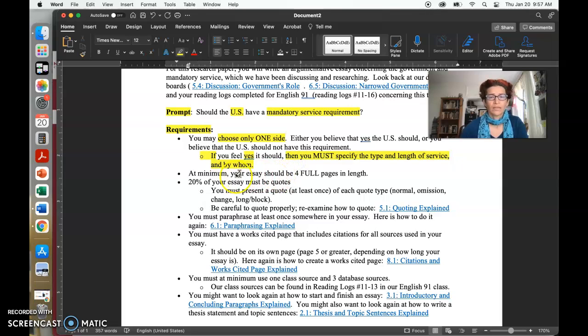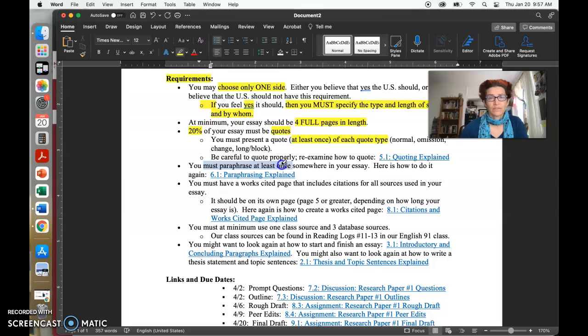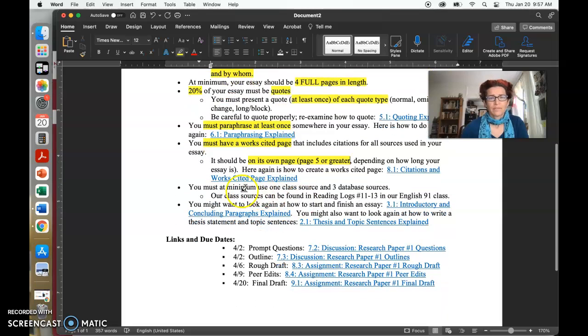So that's important. The next item, minimum: my essay needs to be at least 4 pages in length. I need to have 20% of my essay be quotes. It has to be an example of one of each quote type, so at least one of each quote type needs to be in there. It also talks about how I must paraphrase at least once somewhere in there. I must have a works cited page, and it specifies it has to be on its own page, page 5 or greater. It specifies that I need to use, at minimum, 1 class source and 3 Norco database sources. So highlighting that would be important. And then highlighting the due dates would be a good idea.